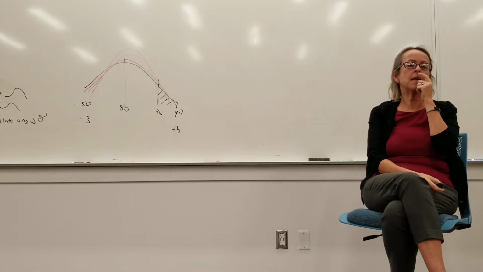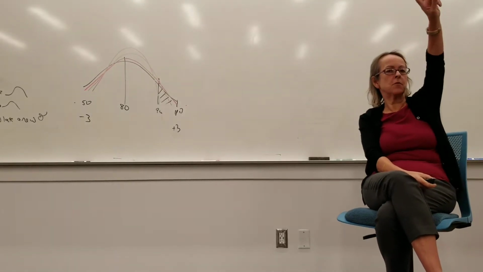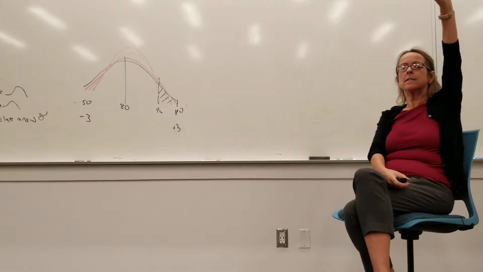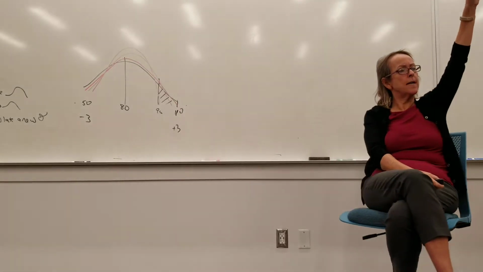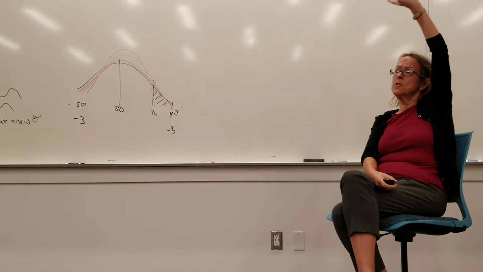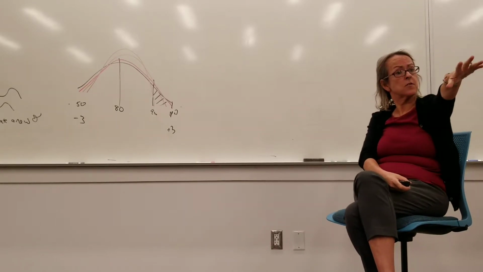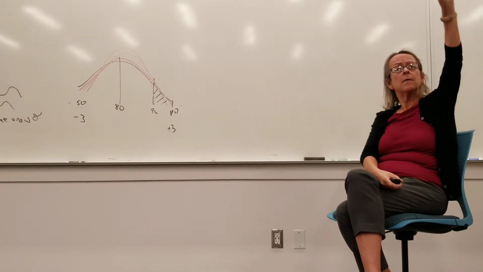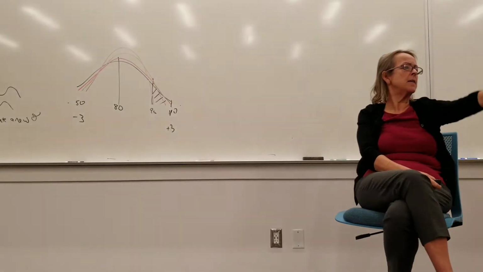I'm going to give you 2 examples of when I'm going to use proportions. I'm going to use proportions when I ask you if you have a dog at home. I use proportions when I ask you, are you going to vote for the school bond? I would use a mean if I ask you how many dogs do you have at home.